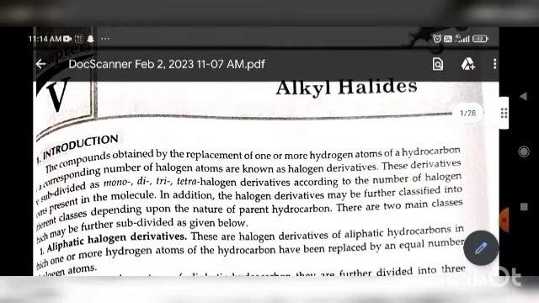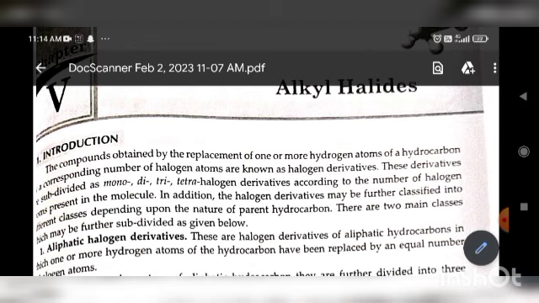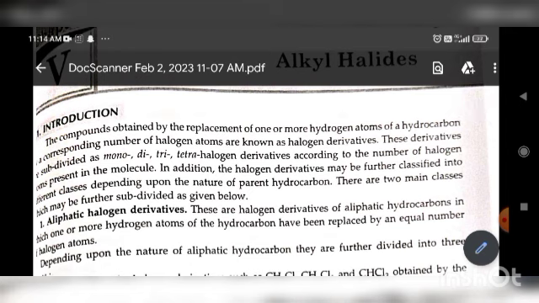These derivatives are subdivided as mono, di, tri, and tetra halogen derivatives according to the number of halogen atoms present in the molecule. In addition, the halogen derivatives may be further classified into different classes depending upon the nature of the parent hydrocarbons. There are two main classes, which may be further subdivided as given below. Aliphatic halogen derivatives.